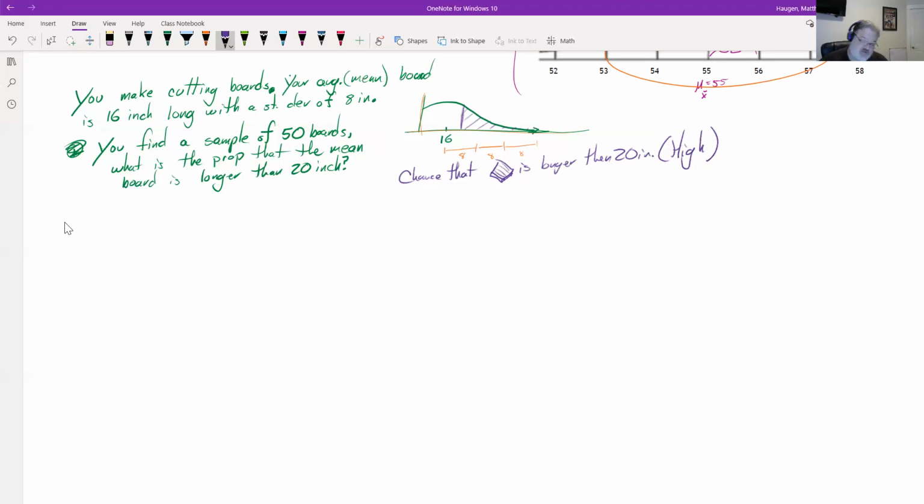But again, it's not what this question is asking. This question is asking, what is the chance that the average of 50 boards is bigger than 20 inches?